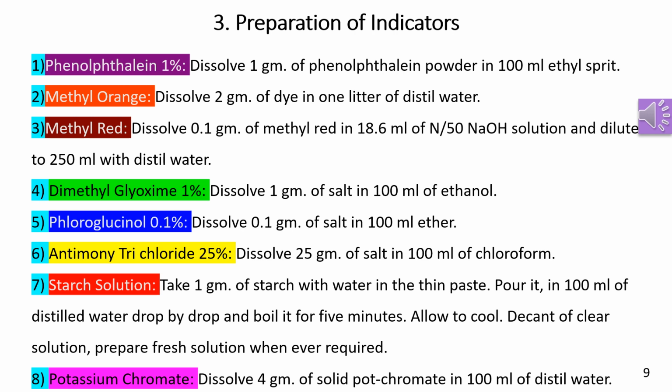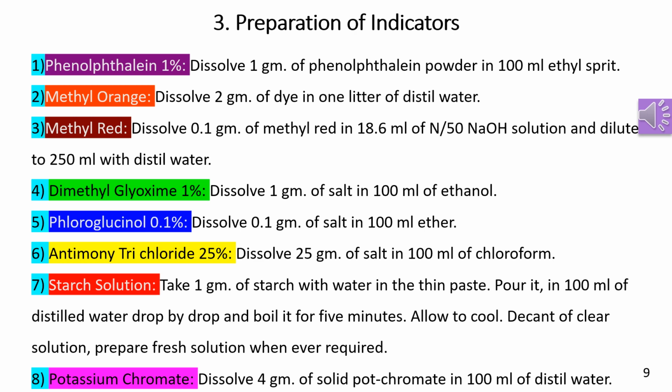So the procedure is we will dissolve 0.1 gram of methyl red in 18.6 ml of N/50 NaOH solution. After this, we will dilute this mixture to 250 ml with distilled water. So that's how the methyl red will be prepared.